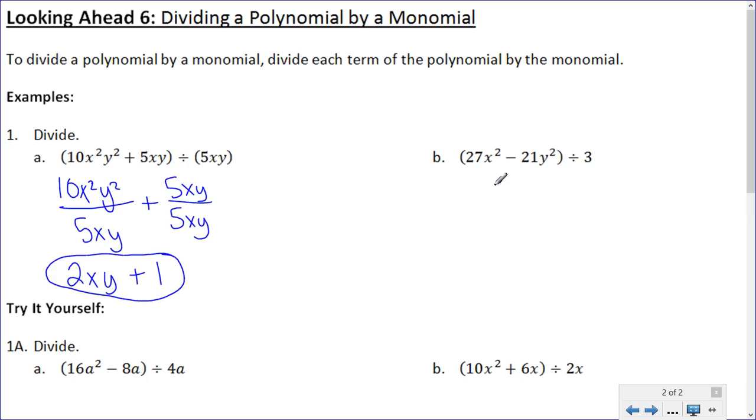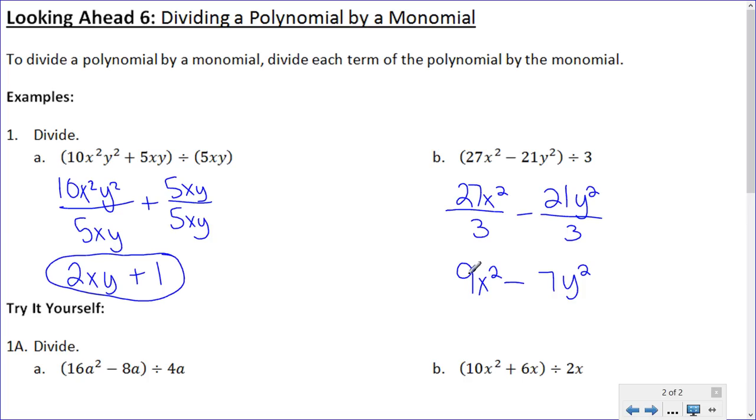Okay, let's do another one. So here we have, again, 2 separate terms in this polynomial, and the whole thing is divided by 3. So we'll take the first term, 27x squared, and divide it by 3, and then take the second term, 21y squared, and divide it by 3. Here, when we divide 27 by 3, we get 9. So that's 9x squared. And here, 21 divided by 3 is 7y squared. And those can't be combined or anything, so we'll leave this just like that.